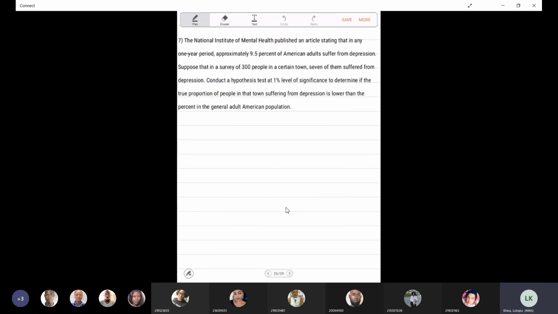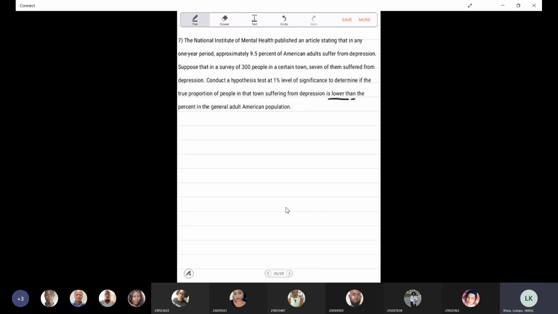Then the last one. The National Institute of Mental Health published an article stating that in any one-year period, approximately 9.5% of American adults suffer from depression. Suppose that in a survey of 300 people in a certain town, 7 of them suffered from depression. Conduct a hypothesis test at 1% level of significance to determine if the true proportion of people in that town suffering from depression is lower than the percent in the general adult American population.